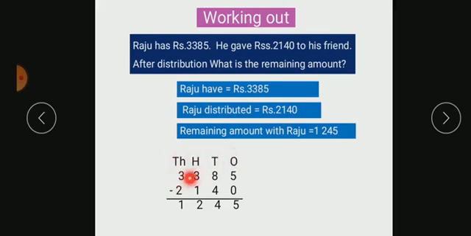Here see, 5 minus 0, it becomes 5. 8 minus 4, it becomes 4. 3 minus 1, it becomes 2. 3 minus 2, it becomes 1. So the remaining amount with Raju is 1,245. Always keep this point in your mind. While doing subtraction or addition, you have to go from the unit place or ones place.